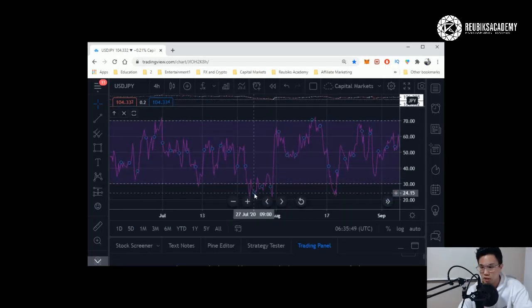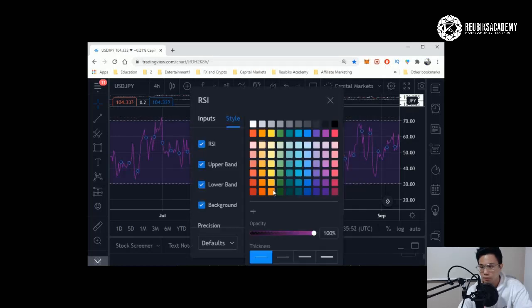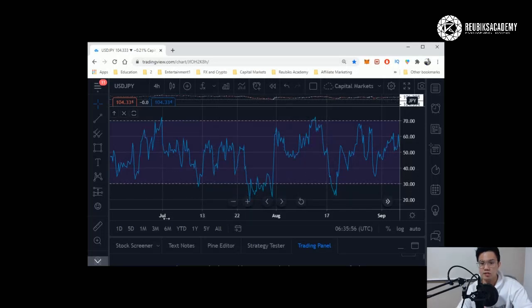Let me just change the color to maybe this color. Okay. By no means is this a holy grail. It is definitely not a holy grail. It is not meant to be a holy grail. You should not be looking at this alone and trading on this alone. This should be one of many indicators, one of many criteria that your strategy has. It should only be used as a complementary indicator. You should not enter just based on this. You will lose in the long term.